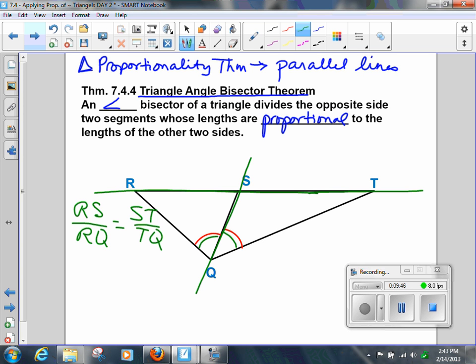And now see, I would set it up this way. RS over RQ is equal to ST over TQ, QT, however you wanted to write that. Now, could you do it your way? Of course you can. RS over ST is equal to RQ over QT. Absolutely, you can do it that way. Different way to look at this. We're looking for the angle bisector.